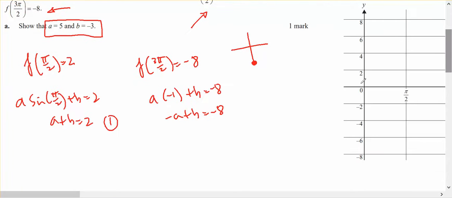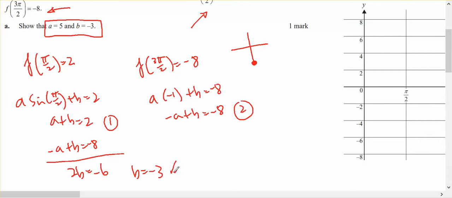And I can now do simultaneous equations. Adding 1 and 2 together, 2b equals negative 6. b equals negative 3. Correct? And if a plus b equals 2, a minus 3 equals 2, a equals 5. Done. So that's part A done.